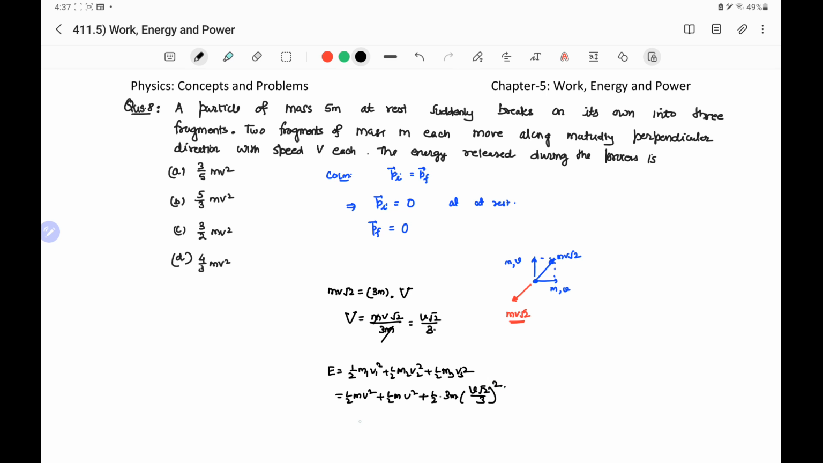and it is squared. In the first two cases, if we add, it is mv square, plus half 3m into v square into 2 by 9. And this 2 and 2 get cancelled, and on cancelling by 3 it is 3. So we have mv square plus mv square by 3, and it is equal to 4mv square by 3. Hence option D is the correct option.